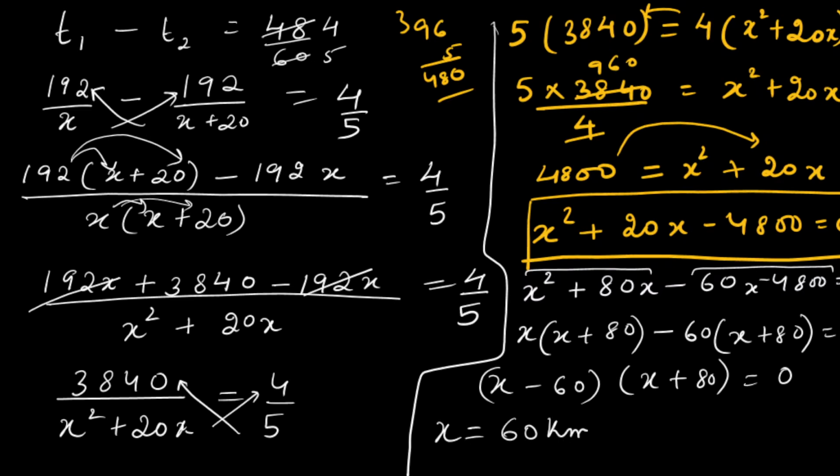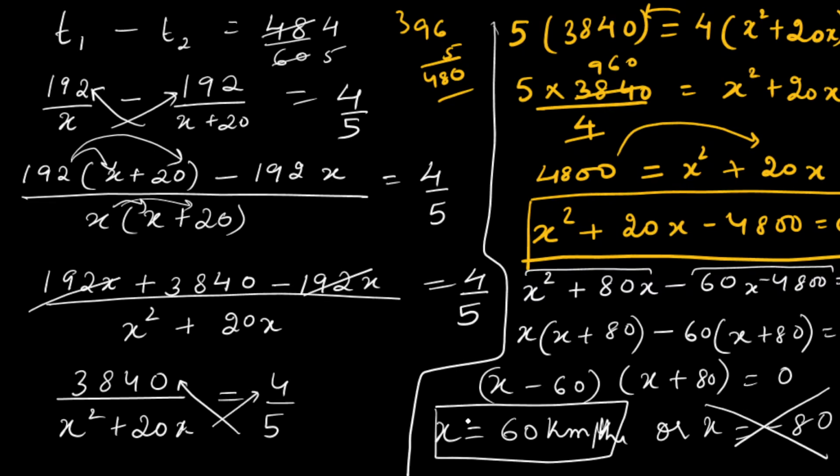Because x is the speed, x is plus 60 kilometer per hour, or x is equal to minus 80. Speed cannot be negative, so this one we can ignore. So speed is 60 kilometer per hour. X is equal to 60 kilometer per hour. We cannot choose minus 80 because speed cannot be negative. Okay, so let's do the next question.